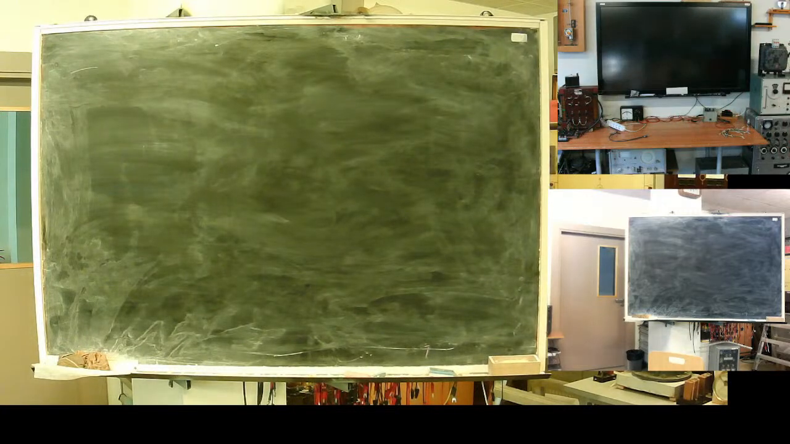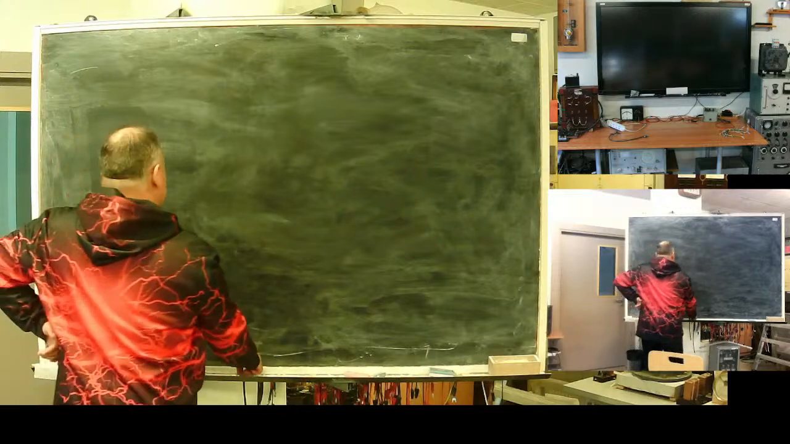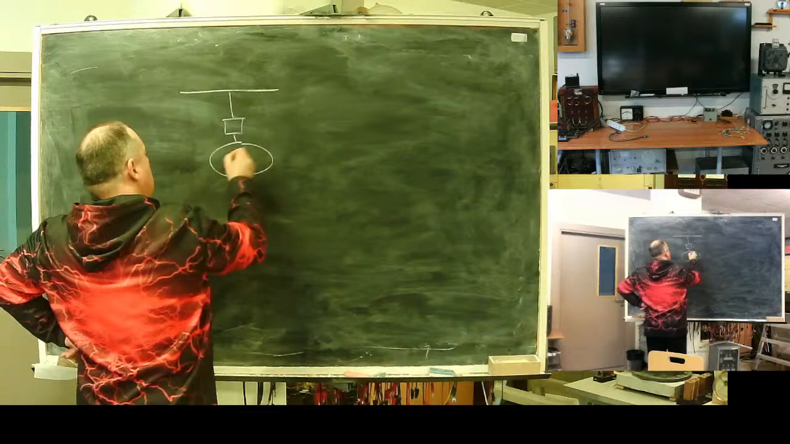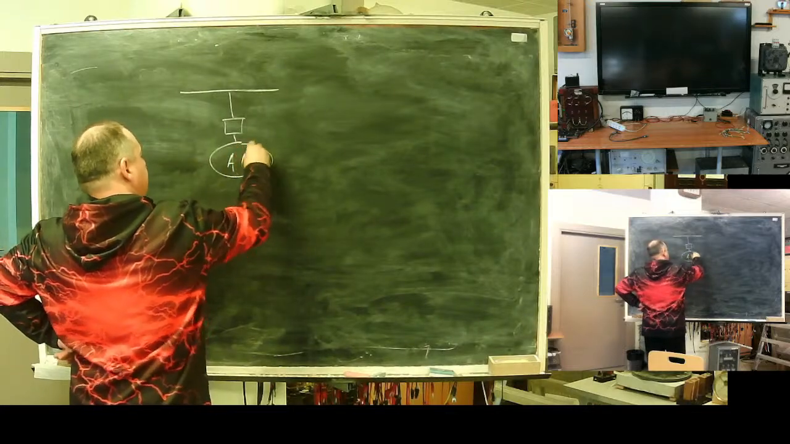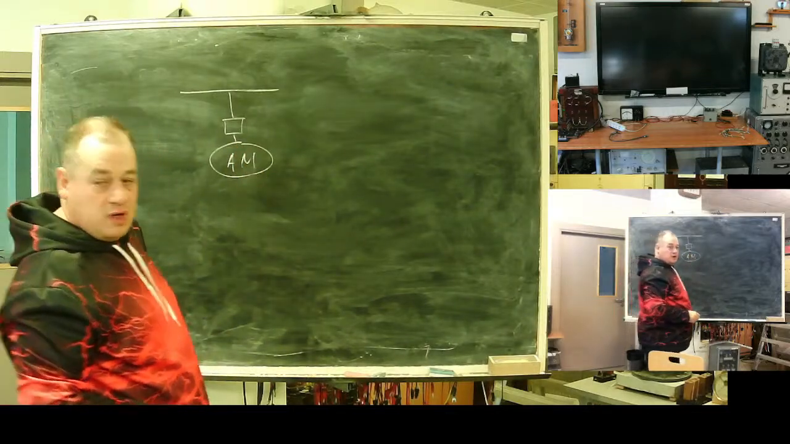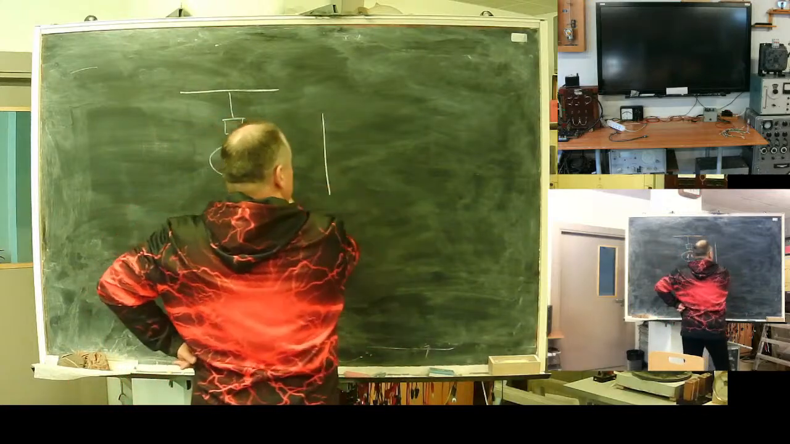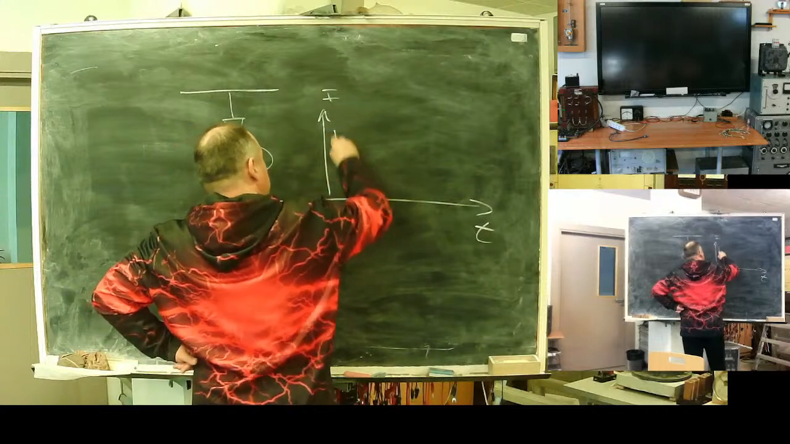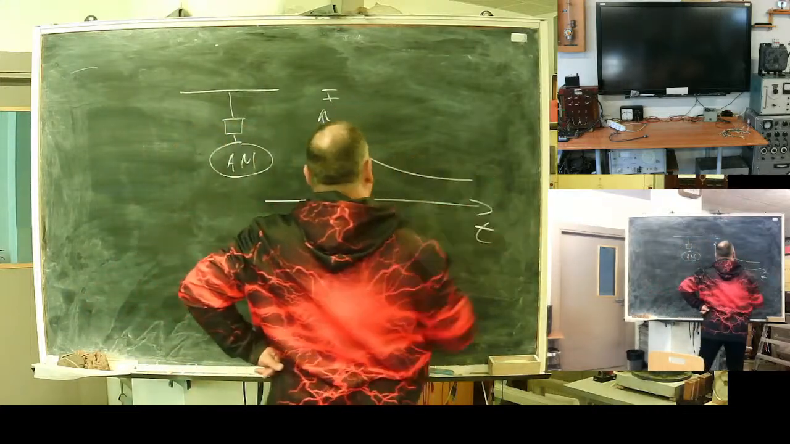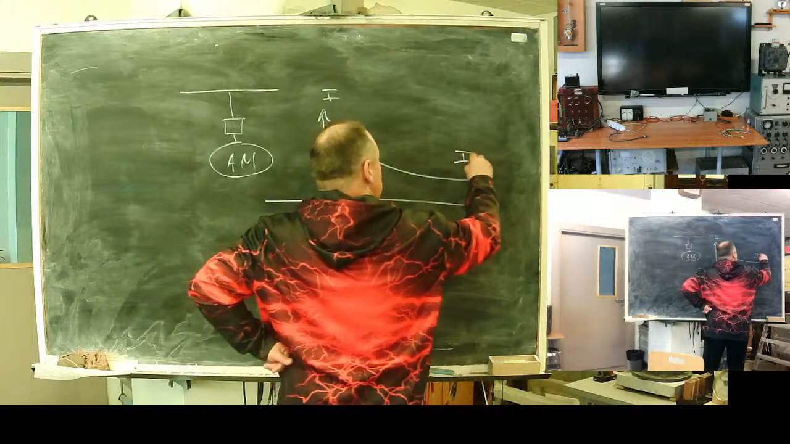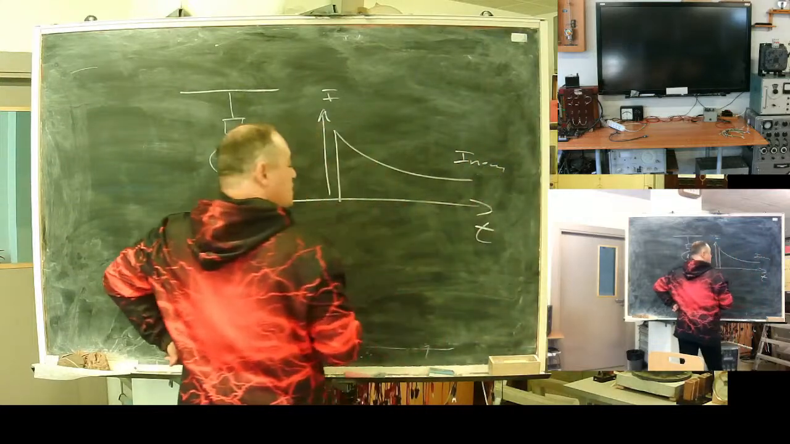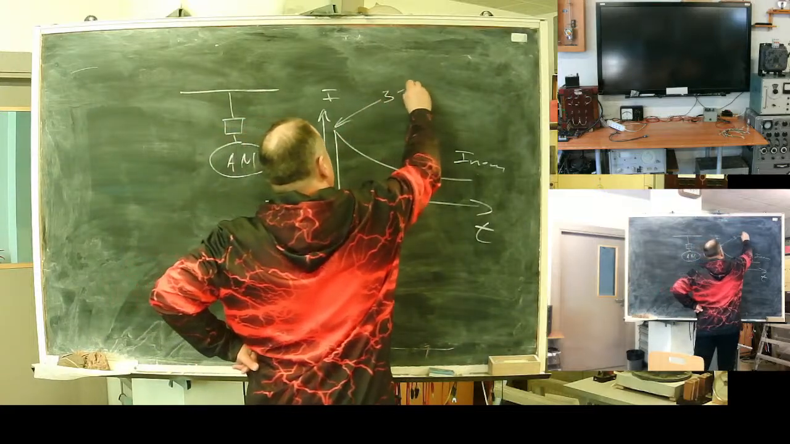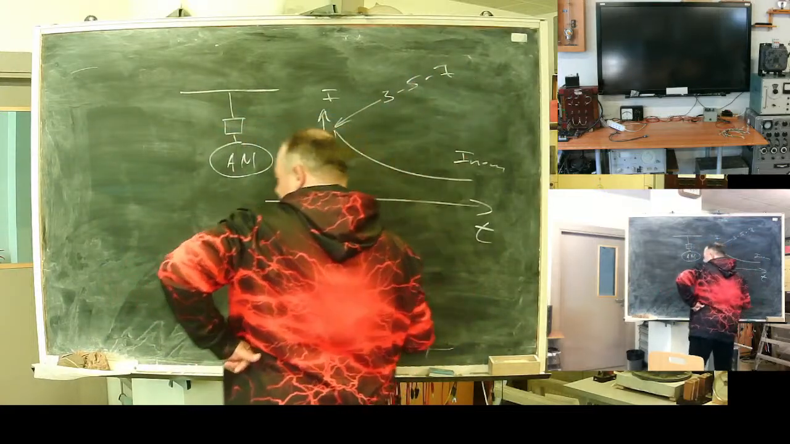Where the problem starts. Let's say you have an asynchronous machine. Time, current. Something like this. If this is nominal current, the rated current of the machine, the starting current will be 3, 5, 7 times higher.